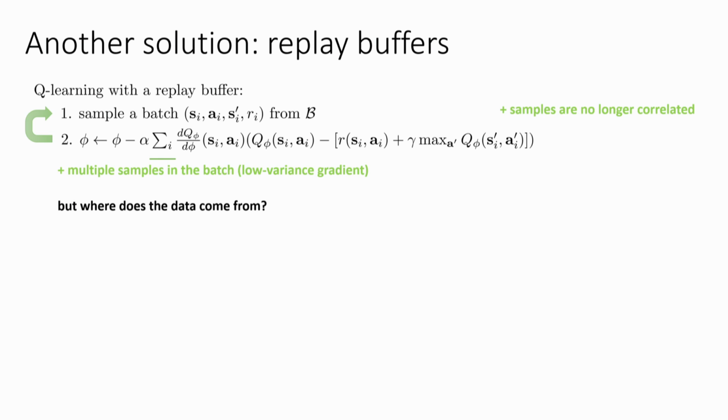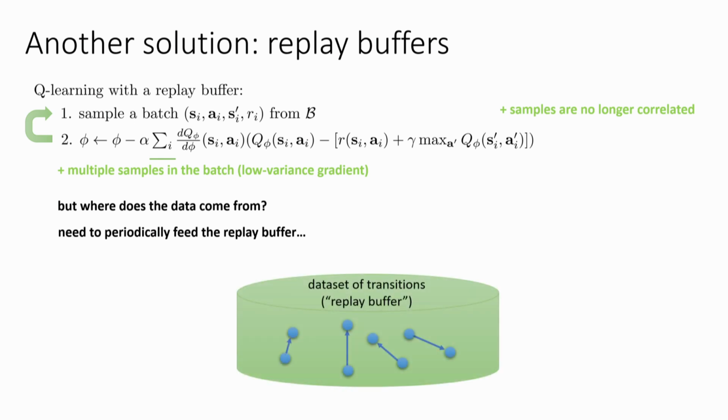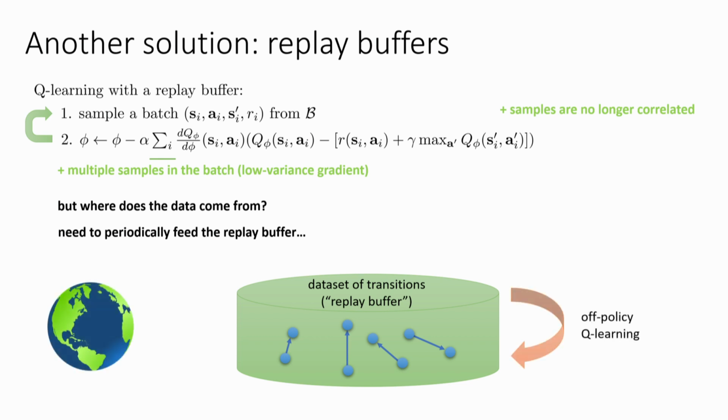So where does the data come from? Well, you need to periodically feed your replay buffer, and you can, again, do that however you want. So here's that mental model again. You have your data set of transitions. You have your off-policy Q-learning process that's crunching away on this data set. And then you have the world over here, and periodically you go out and grab some more data from the world. And when you do that, maybe you'll use an epsilon greedy version of your latest policy, but you don't immediately train on that data, you just add it to your buffer, and then you keep crunching away on whatever is in there. So this ensures that when you're actually training, you sample transitions in an IID way from your buffer, which decorrelates them and allows you to use a batch size greater than 1.